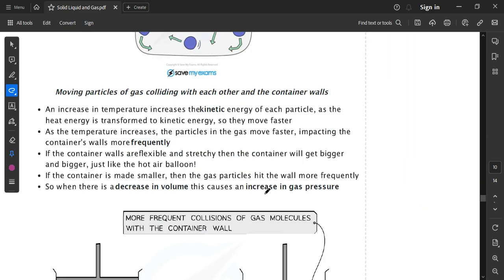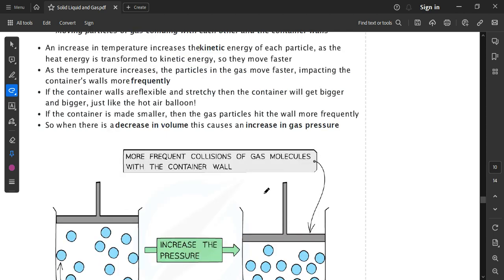Let's move on. An increase in temperature increases the kinetic energy of each particle. As the heat energy is transformed to kinetic energy, they move faster. As the temperature increases, the particles in the gas move faster, impacting the container's walls more frequently. If the container's walls are flexible and stretchy, then the container will get bigger and bigger, just like a hot air balloon or any normal balloon.